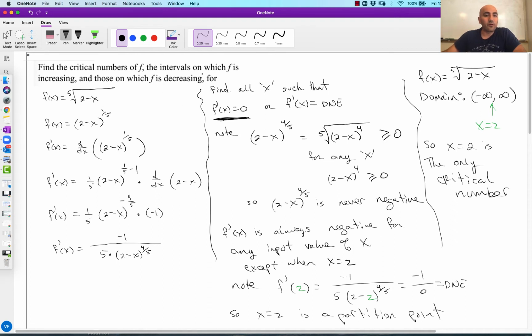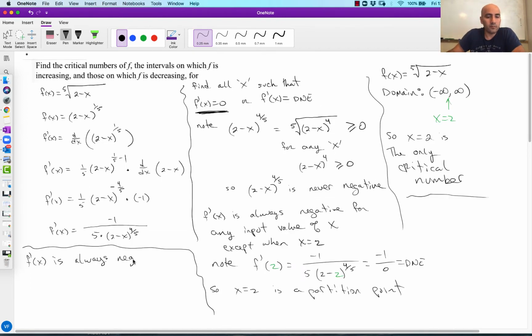The next part says the intervals on which f is increasing or decreasing. We've established that f prime of x is always negative for any input value. So if it's always negative, that means the function is always decreasing, right? The first derivative is negative, means the underlying function is decreasing. So f prime of x is always negative on the interval from negative infinity to 2 union 2 to positive infinity. This covers every single possible input value except 2.